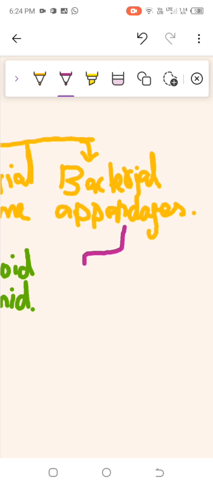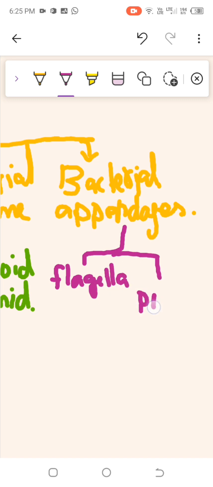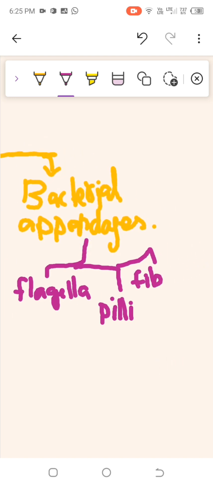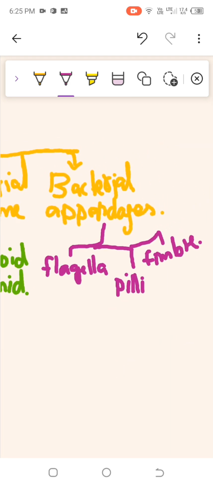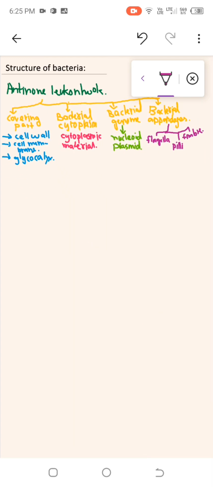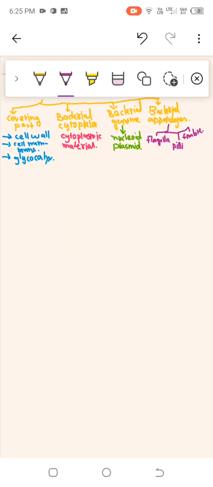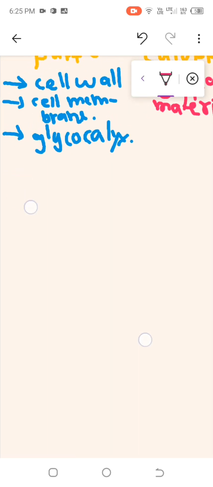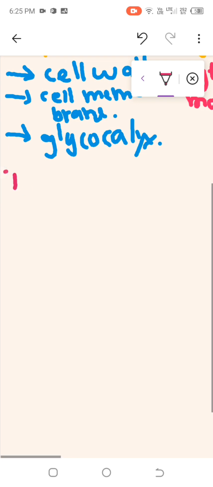These bacterial appendages only help in the structure or composition. I hope the parts of the structure of bacteria are clear. Now let's move towards our first part, the covering part, which includes the glycocalyx. Here we'll discuss the glycocalyx.